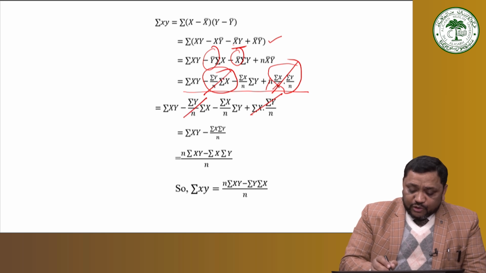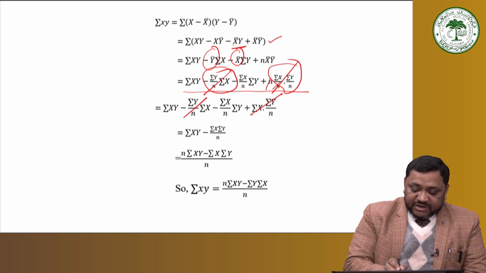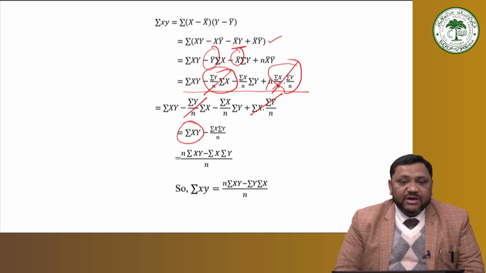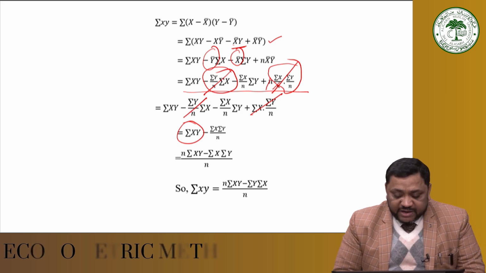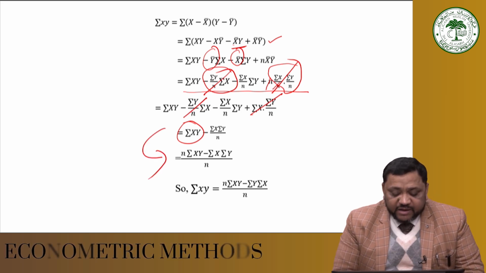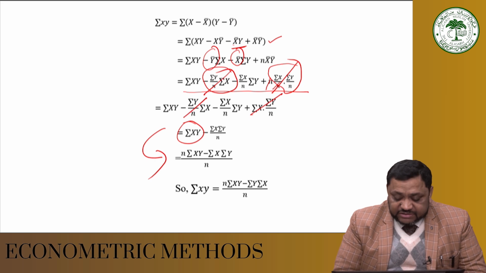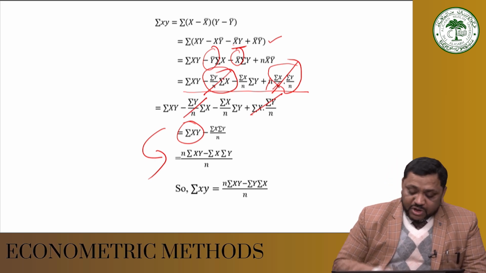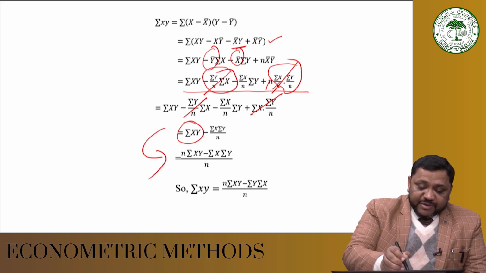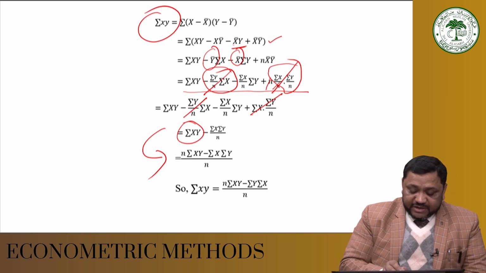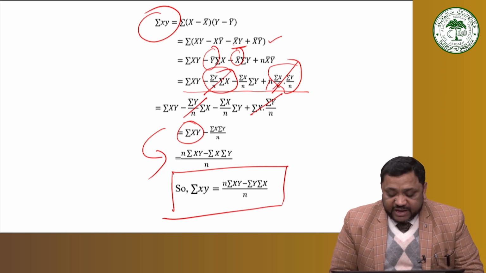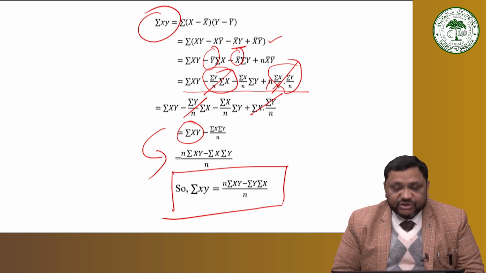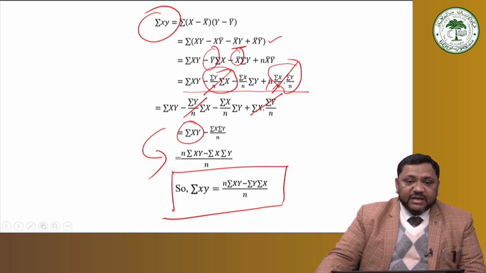Now we take the LCM. The first term does not have n in the denominator, so in order to take it like this, we multiply this also by n. So this equation we can write as n summation xy minus summation x summation y divided by n. So summation small xy can be written as n summation xy minus summation y summation x, the whole divided by n.